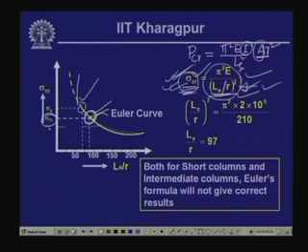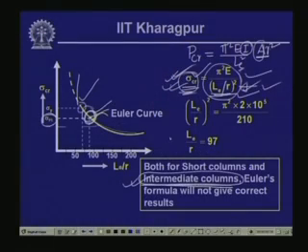Now, in between the state of short column and the state of long column, we get a set of columns which we normally designate as intermediate columns. Intermediate columns are the ones which may fail by a combination of yielding and buckling. As we have seen, short columns fail by yielding or crushing, and long columns fail by buckling. Intermediate columns fail by a combination of these two, yielding and buckling, and they lie in a particular range between short and long columns. For intermediate columns, if we try to find the critical load using Euler's formula, it will not give you the correct result.